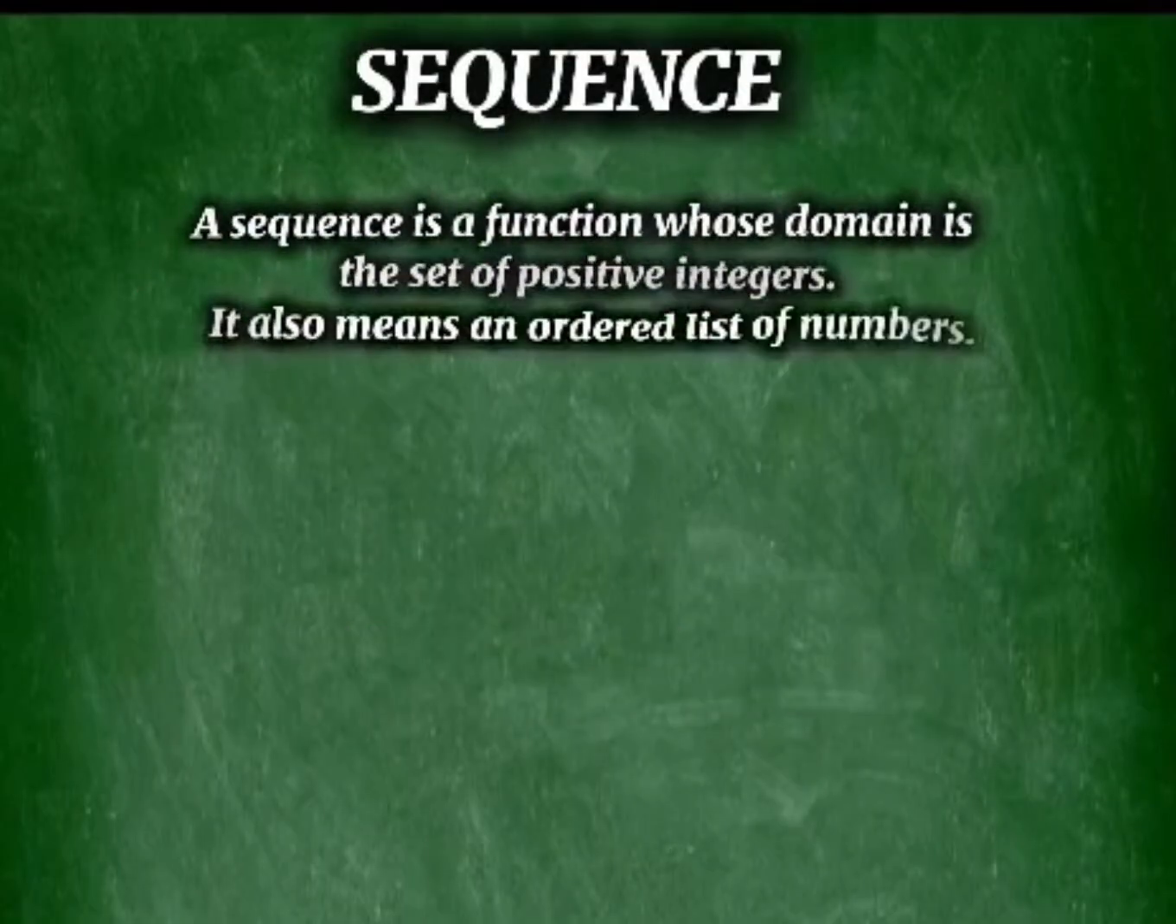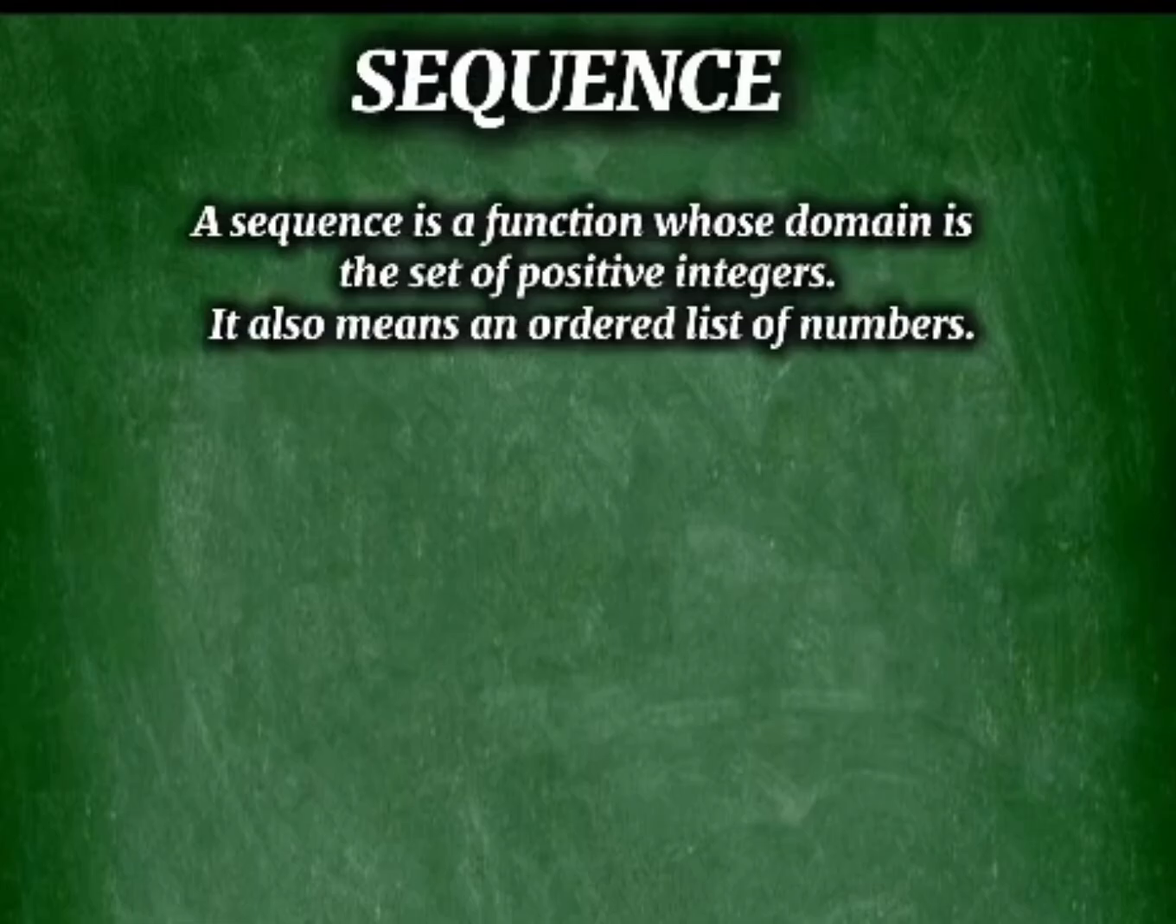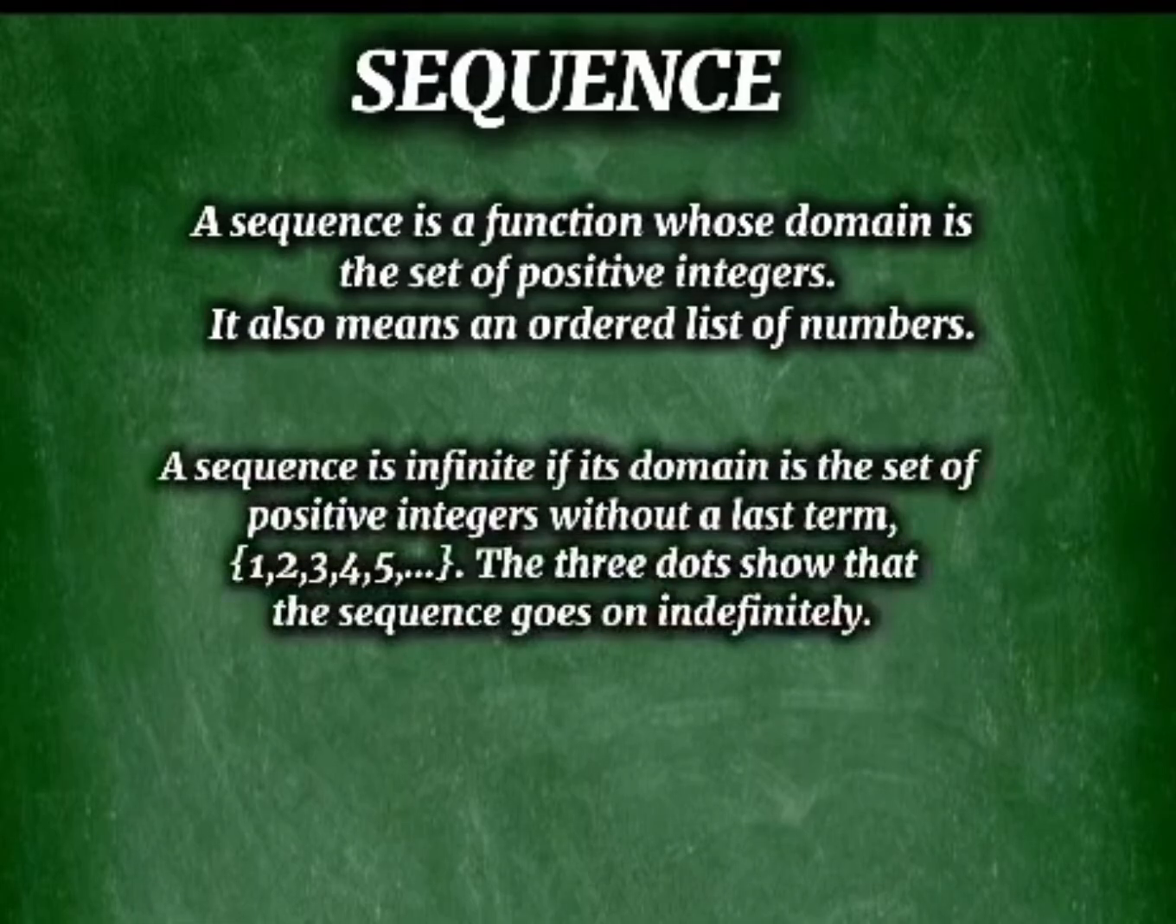Sequence. A sequence is a function whose domain is the set of positive integers. It also means an ordered list of numbers. A sequence is infinite if its domain is the set of positive integers without a last term, such as 1, 2, 3, 4, 5, and so on. The three dots show that the sequence goes on indefinitely.